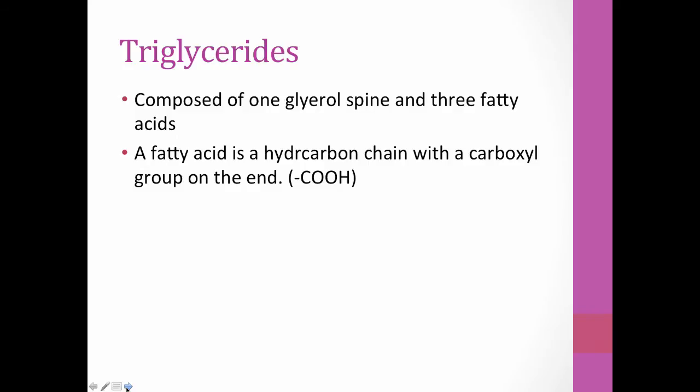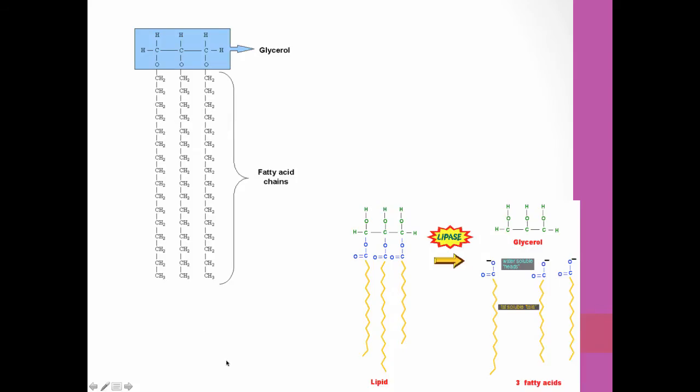So triglycerides are where we're going to spend most of our time. They're composed of a glycerol spine and 3 fatty acids. So this is my glycerol spine. Glycerol is a 3-carbon triol. So it's 3 carbons, and each of those carbons has an alcohol group on them. And then a fatty acid is an extremely long carbon chain with a carboxylic acid on the end. So the fat is the long carbon chain, and the acid is that organic acid part.